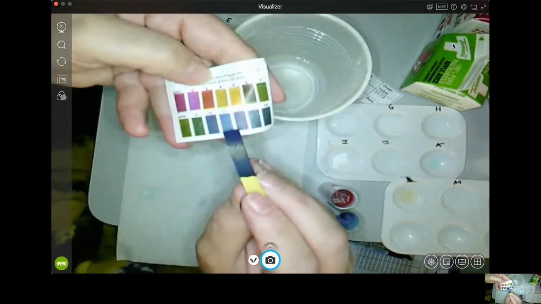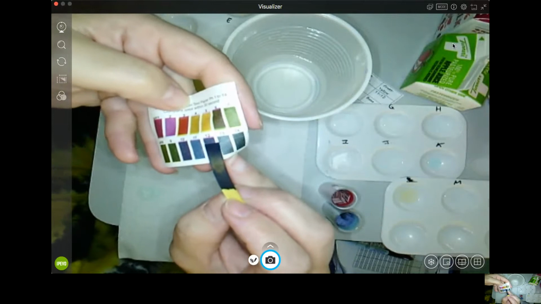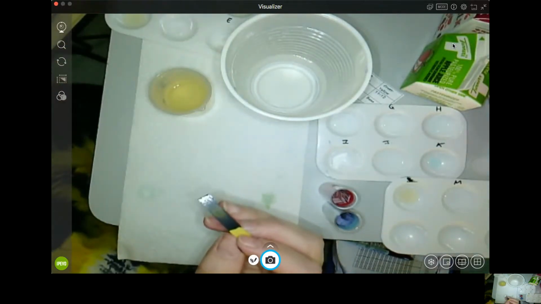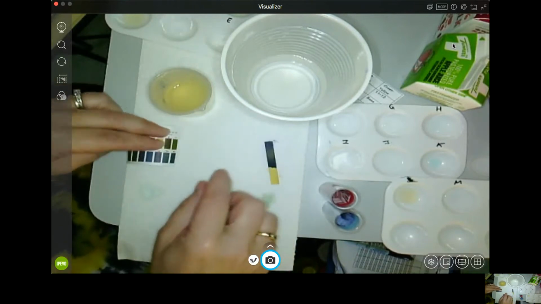We're going to take this and we're going to compare it to the color chart. So when I look at the color chart, that puts me probably at about a 12 on the color chart. And that's all you do for pH paper.